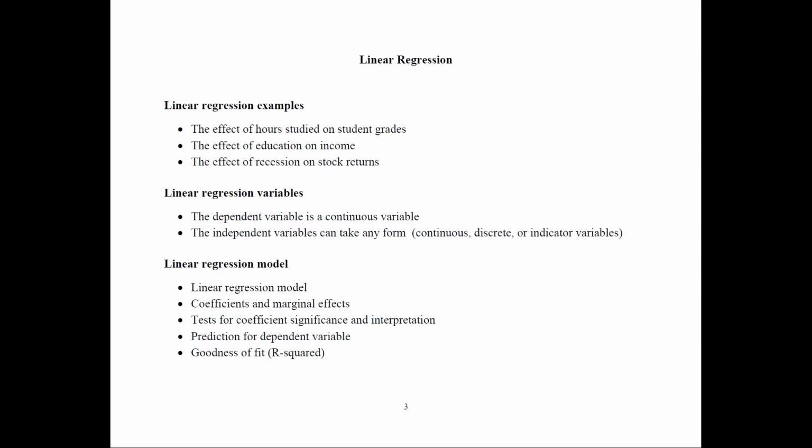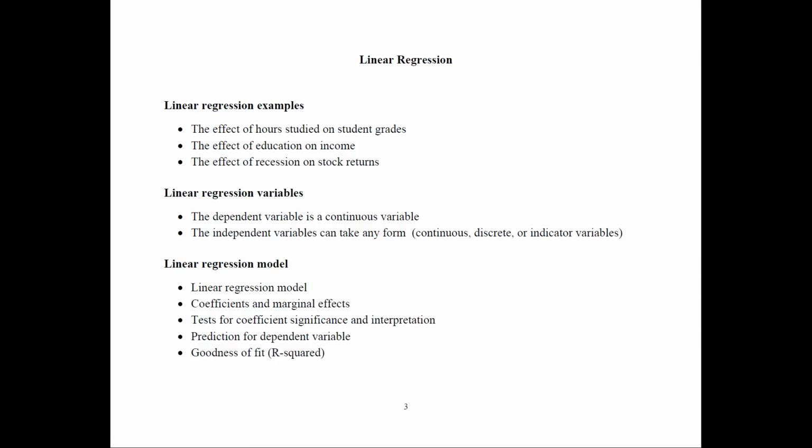Okay, so the beginning point of every econometrics class is linear regression. And here are a few examples. We can study the effect of hours studied on student grades, the effect of education on income, the effect of recession on stock returns, and so on. So we have dependent and independent variables here.